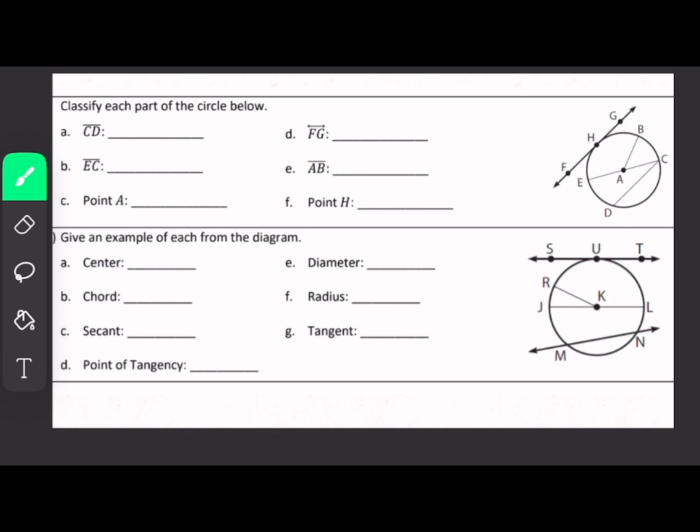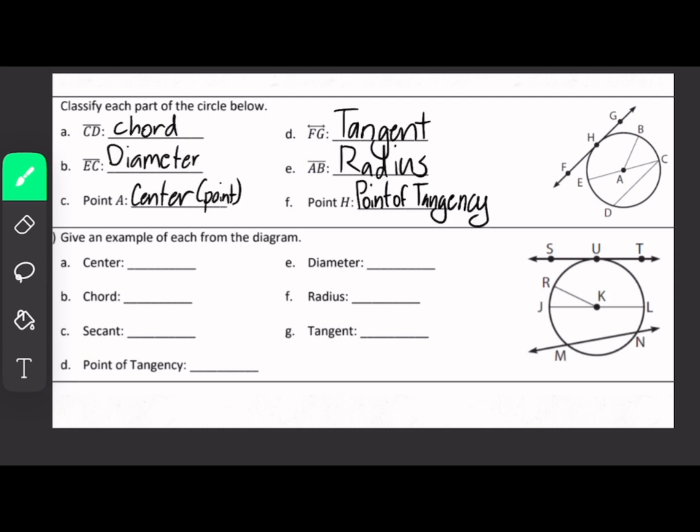So, classify each part of the circle below. A, B, C, D, E, and F for this circle. 5, 4, 3, 2, and 1. Alright, so CD is a chord because it doesn't go through the center point. If it did go through the center point, it would qualify as a diameter. While a diameter is a chord, it's a more specific chord. Speaking of diameters, EC is our diameter because it goes through the center point. Point A is our center point because it's the point in the center.